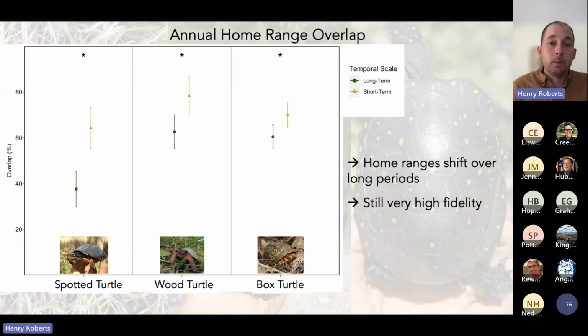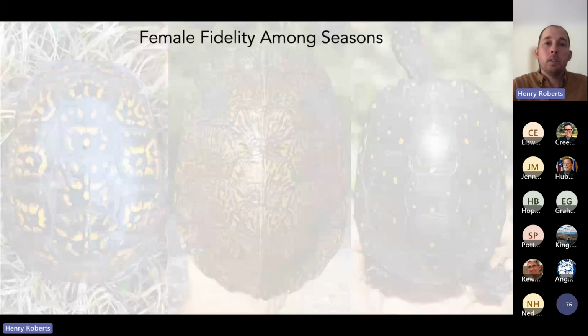So for these short-term estimates, particularly for the wood turtle in the middle, that's the highest measure of site fidelity for any turtle species that has ever been reported to our knowledge. And when you look at the long-term fidelity estimates, the circles in green, those are still quite high and actually on par with fidelity estimates for short-term studies for these species and other research projects. So still very high long-term fidelity, although we do see variation among species. For example, long-term fidelity for the spotted turtle is quite a bit lower than both wood turtle and box turtle on the whole. So moving on to our seasonal results for females.